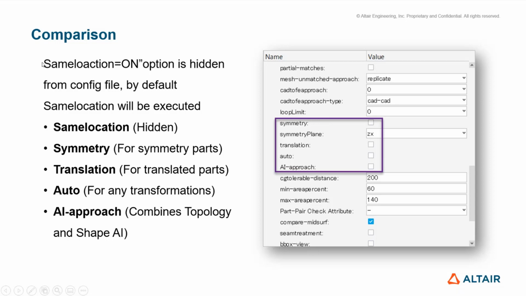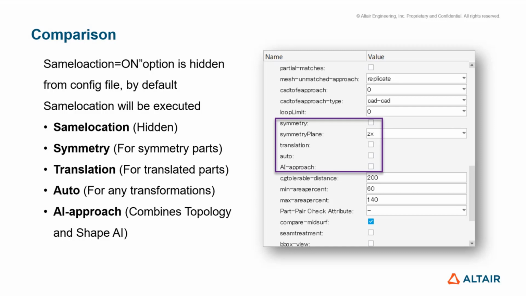So for now, we have made this option available in the configuration file, but we have deactivated or hidden this attribute from the configuration file. But at any cost, we are running it in the background. Apart from the same location, we do have symmetry for LH and RH comparison. We also have a translation for transformed comparison. We also have an auto comparison where, for any direction, rotation, or translation, we can compare in one shot.